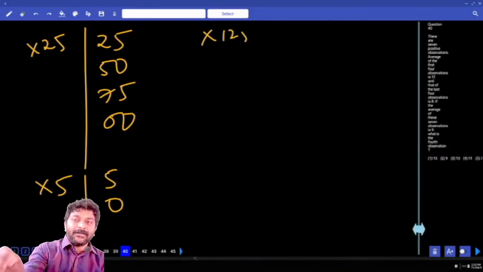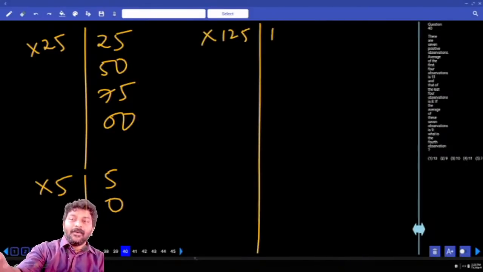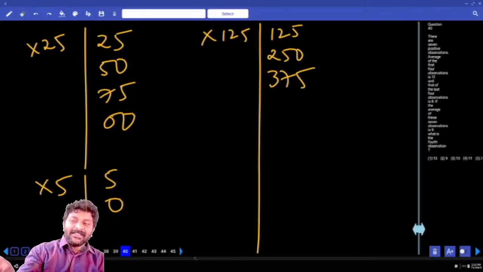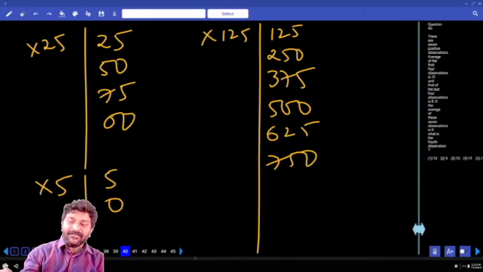125 multiple ends with 125, 250 double. 125 125 you keep adding, that's all. 375, 500, 625, 750, 875, 3 zeros.